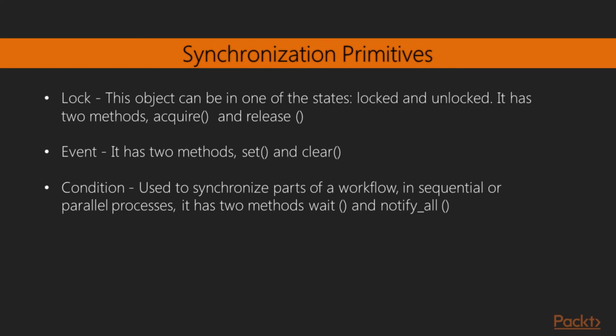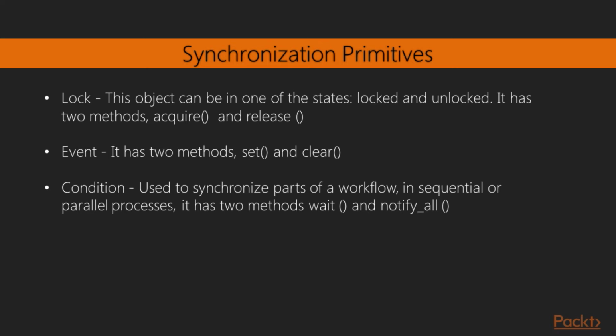Synchronization primitives are quite similar to those encountered in the threading library. They are as follows. 1. Lock. This object can be in one of two states, locked and unlocked. A lock object has two methods, acquire and release, to manage the access to a shared resource. 2. Event. This realizes simple communication between processes. One process signals an event and the other processes wait for it. An event object has two methods, set and clear, to manage its own internal flag.